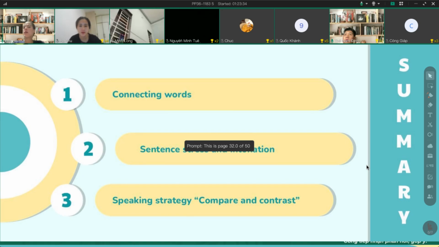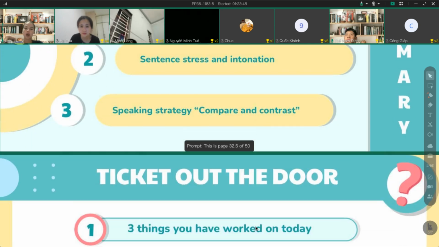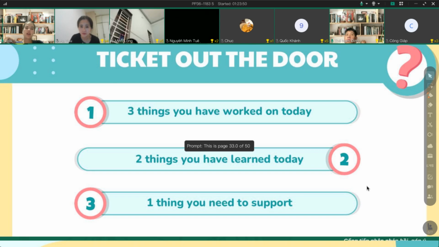Let's have a look at the summary. We focused on connecting words, connecting two ideas or phrases together. We focused on sentence stress and intonation. And then number 3, speaking strategies, compare and contrast. Here is the ticket out the door. I'm going to give you 2 minutes to please complete these. Think about the 3 things that you have worked on today, 2 things that you have learned in this lesson, and 1 thing that you need support with. Okay, I'm going to give you a minute.